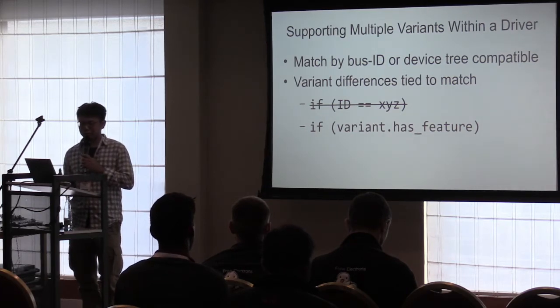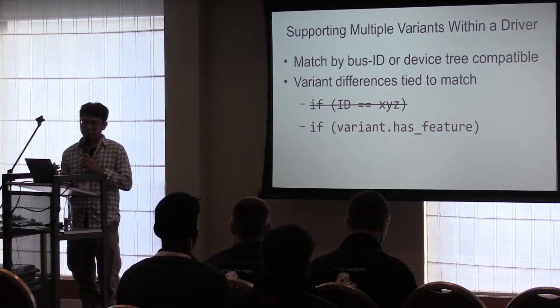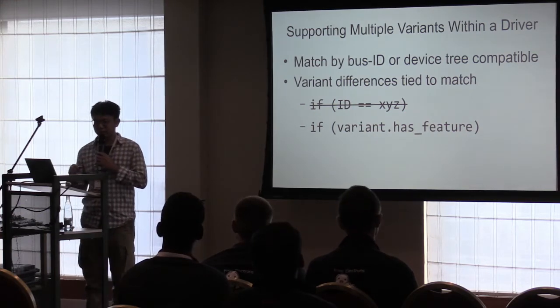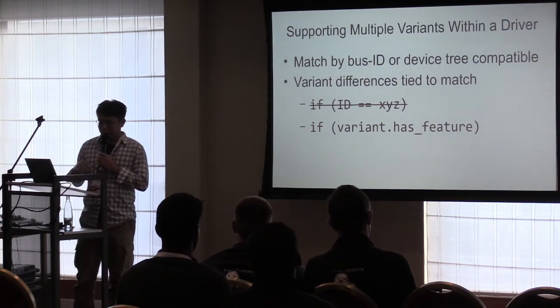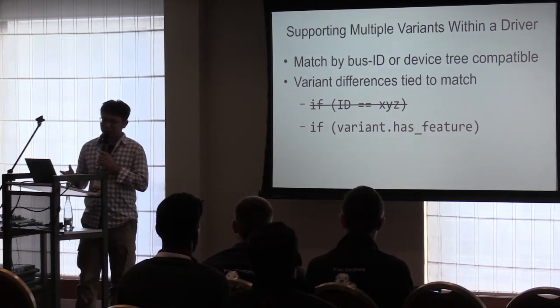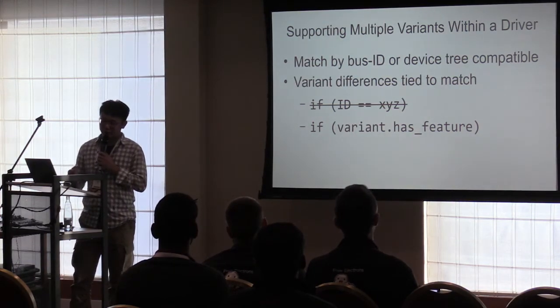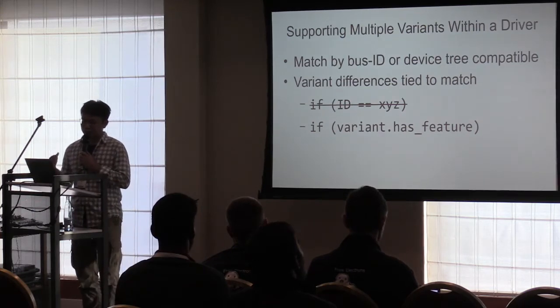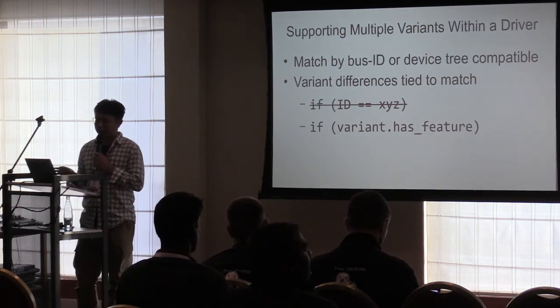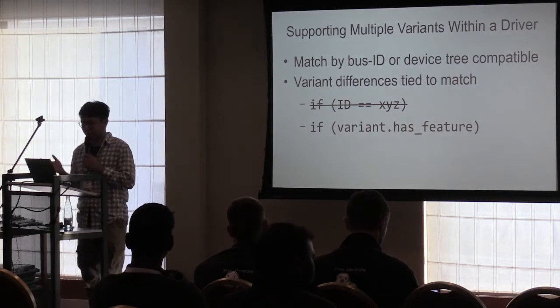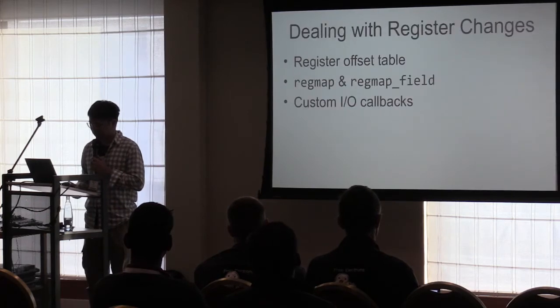Unfortunately, it kind of works, but it's kind of ugly, and if you start supporting more than a few variants, the list grows a bit, and it will be hard to maintain. So the preferred way would be to have a data structure with various fields that say there's this feature, that feature, ABC, and then the driver code would just check all these flags. If it has a feature, it will do this. If it doesn't have a feature, it will do that.